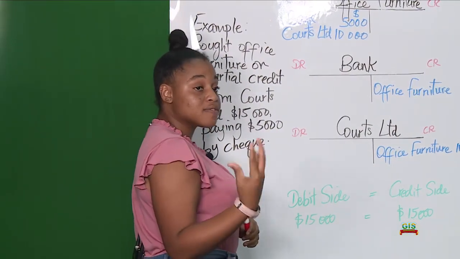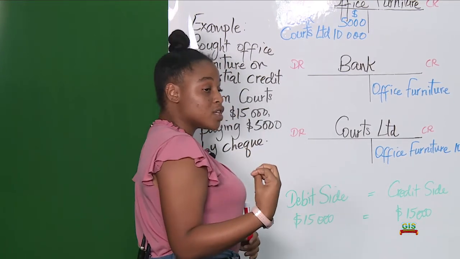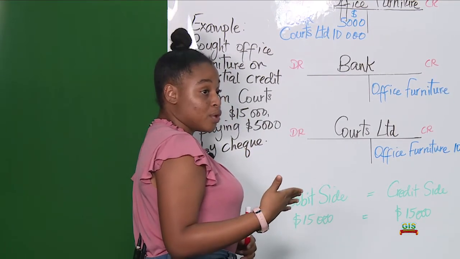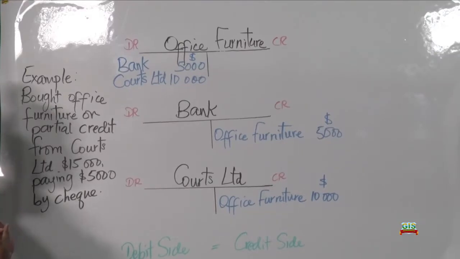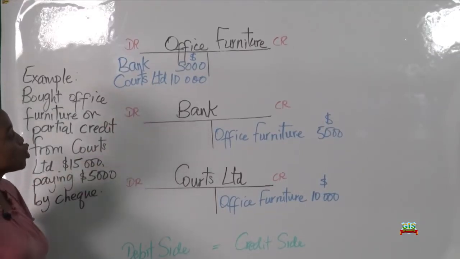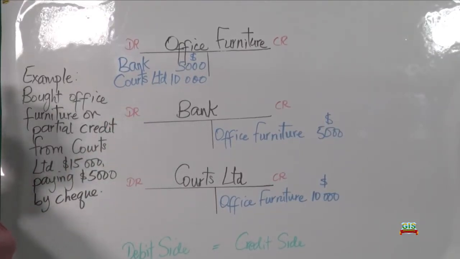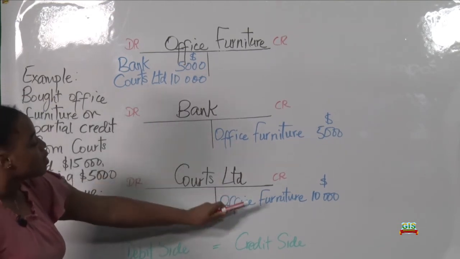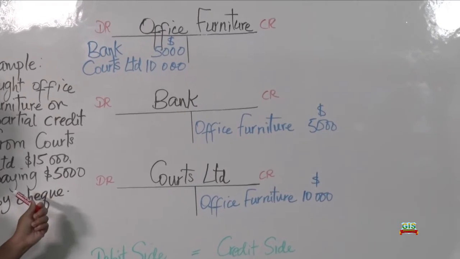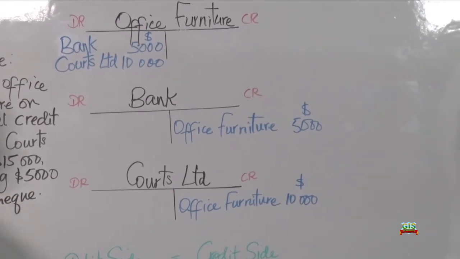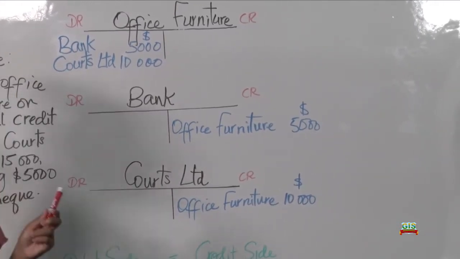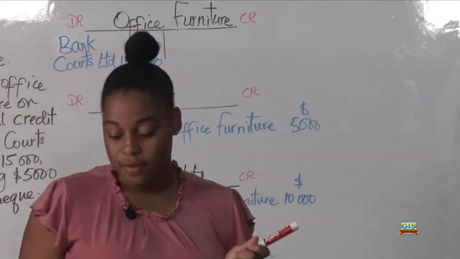You are buying office furniture, you are acquiring office furniture. It's increasing in value. You own it now, it's yours. So you have to show that. So you debit the office furniture account because it's the one receiving the benefit, and you credit the two other accounts in this example that are giving the benefit. So you debit the receiver and you credit the giver.